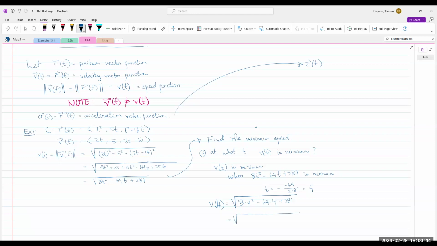So how to do this? This is negative 128 plus 281. So the minimum speed is, oh, it's actually pretty fast. So that will be 3 here, 5 here, 1 here. That's the minimum speed.